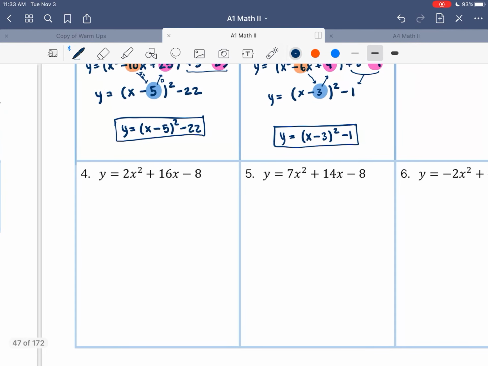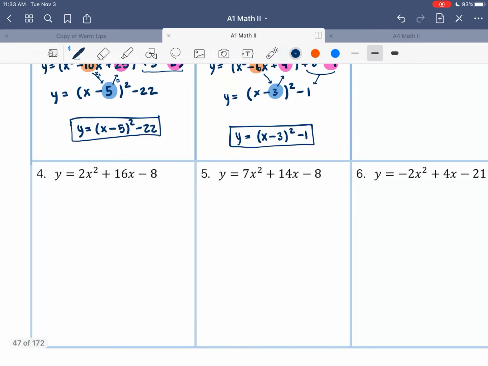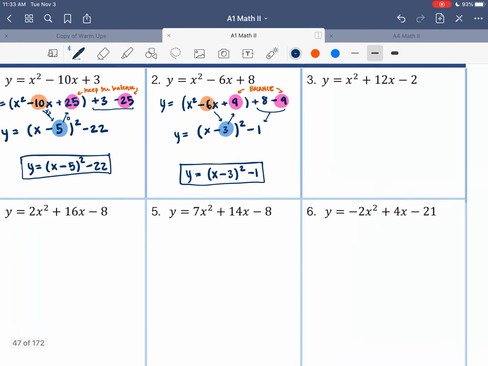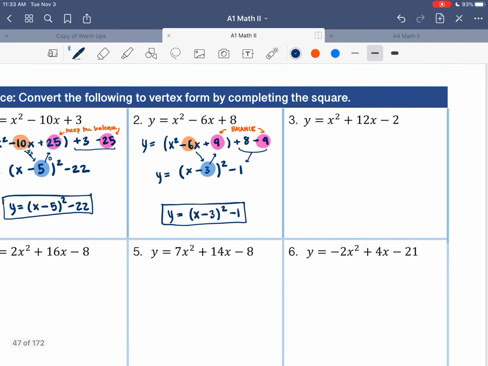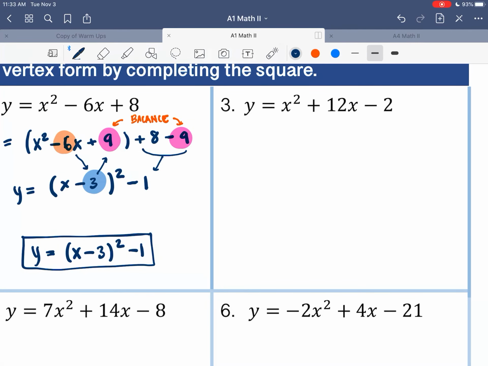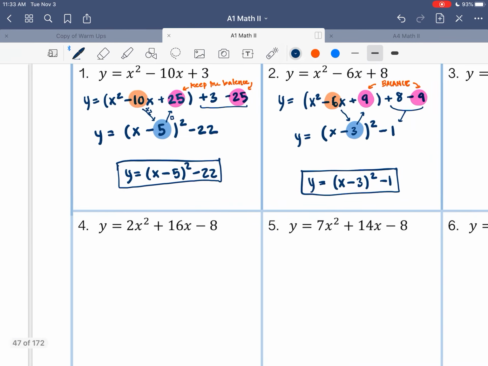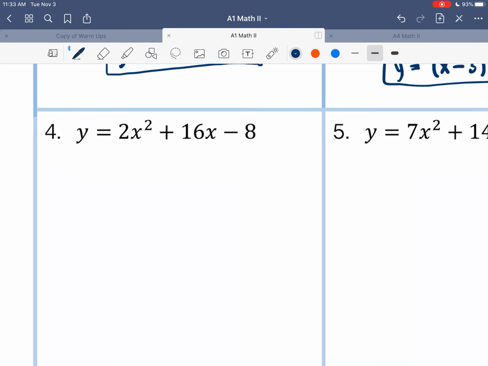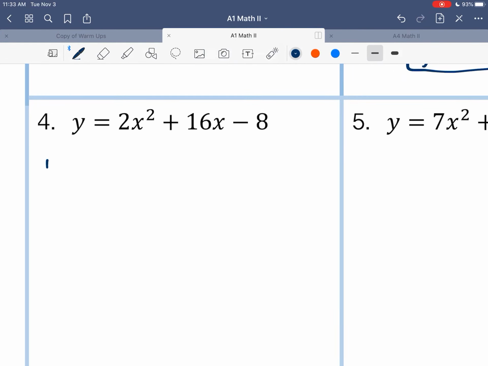Let's see, we need to do an example where there's a number in front of the x, because that can get tricky. I'll let you do number 3 if you need to. There, of course, there's the notes below as well if you need that example. So I'm going to do one where there's a leading coefficient, because that's where it gets a little tricky.